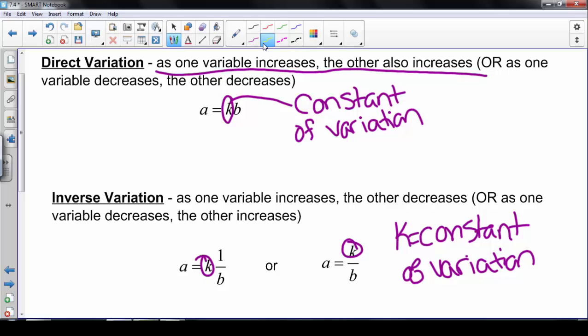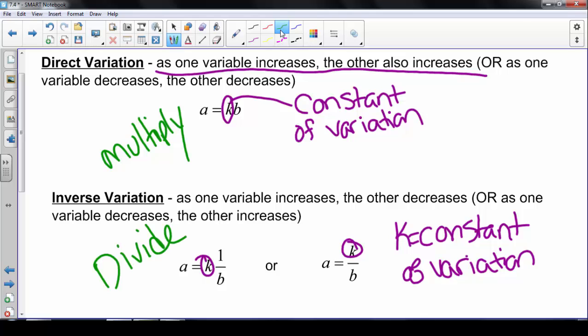Key thing I want to point out between direct and inverse is notice this one is multiplying. This one has division, or you're dividing. So that's a key thing here.